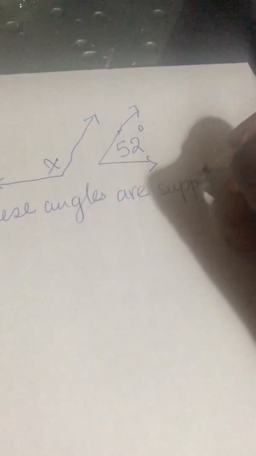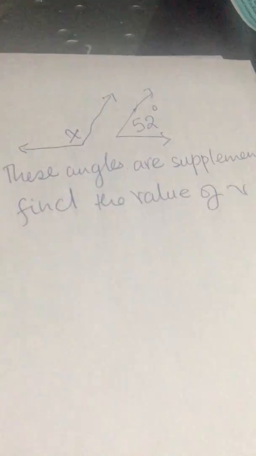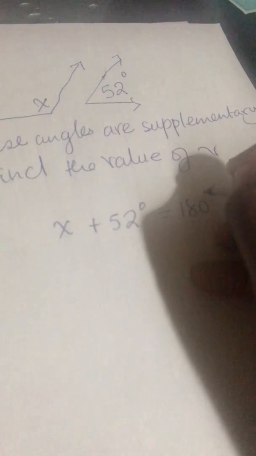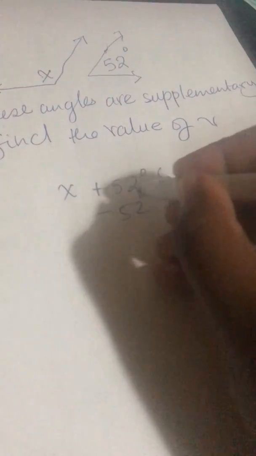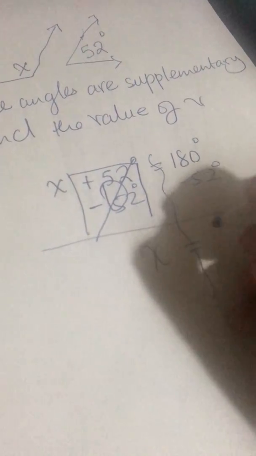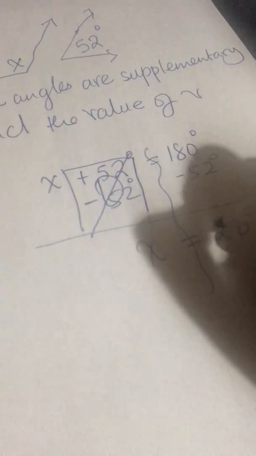Okay, the question says these angles are supplementary. Put the arrows. These angles are supplementary. Okay, find the value of x. So what do you do? You write x plus 52 degrees should add up to 180 degrees. Subtract 52, subtract 52 degrees. Additive inverse makes this 0. X equals 128 degrees.